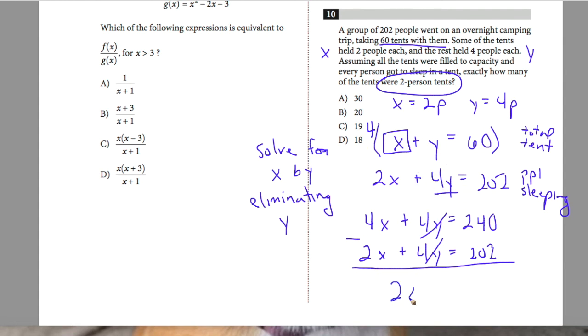So now I have 2x equals 240 minus 202, which is going to be 38. And when I isolate for x, dividing by 2 on both sides, I'm going to get x equals 19. So the number of 2-person tents should be 19, and C is my best possible answer. C is the answer to number 10.